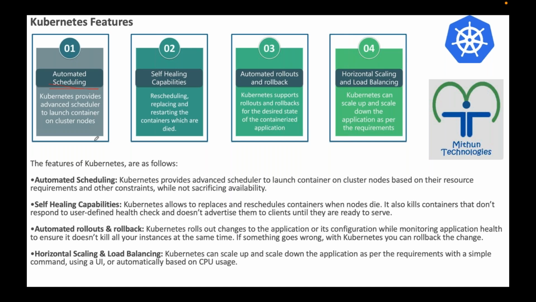Kubernetes has automated scheduling. It schedules the containers on the nodes based on their resource requirements and availability, resources like CPU and memory requirements, as per the availability.